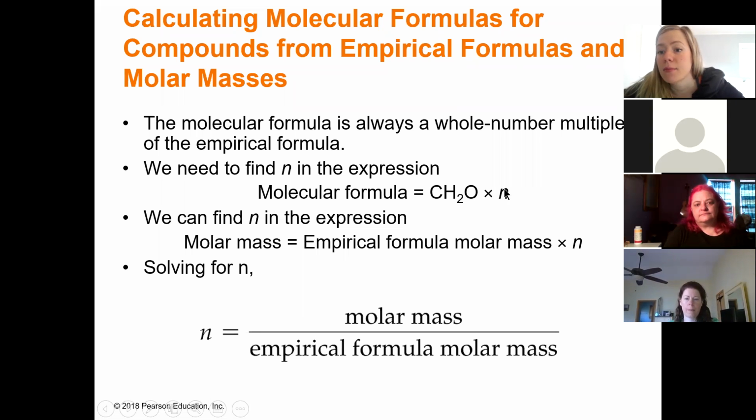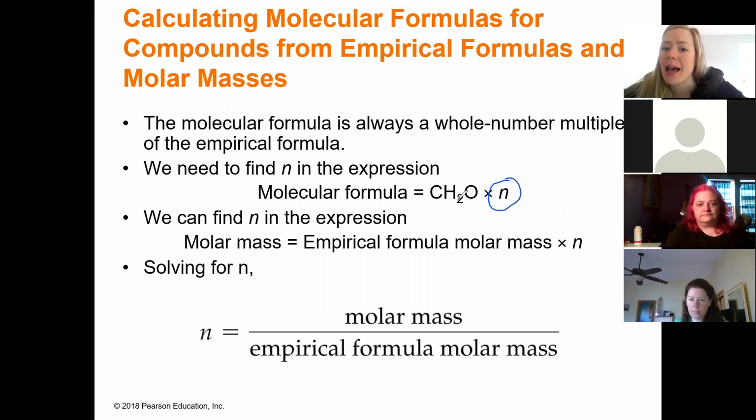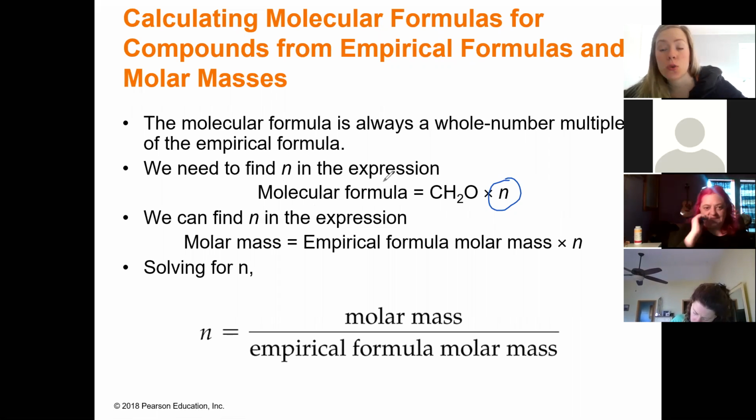The molecular formula is going to be that thing times some value N. Now, what is N actually representing? It's like how many times bigger is the molecular formula than the empirical formula. So is the molecular formula twice as big? Is it 3 times as big? Is it 10 times as big? That's what your N value is. So if the molecular formula was twice as heavy as the empirical formula, my N value would be 2.